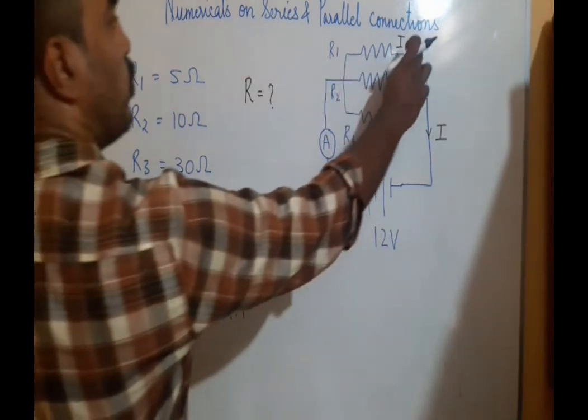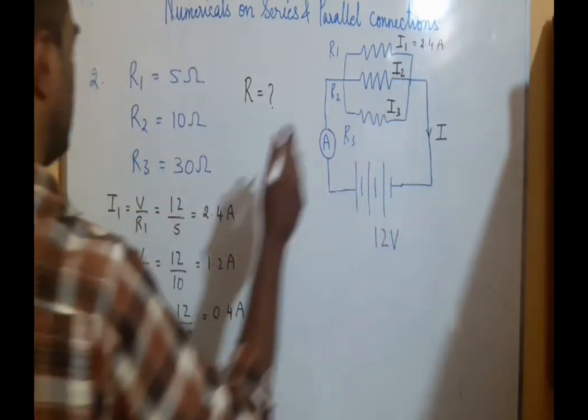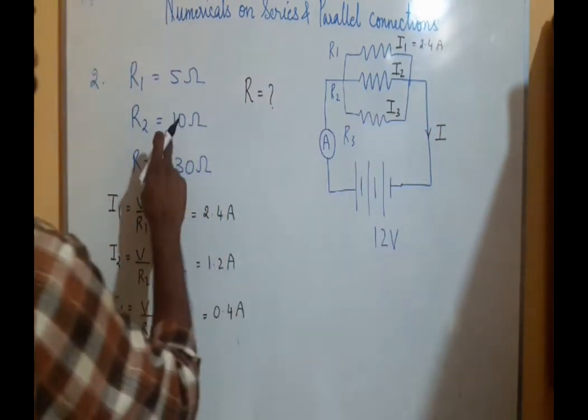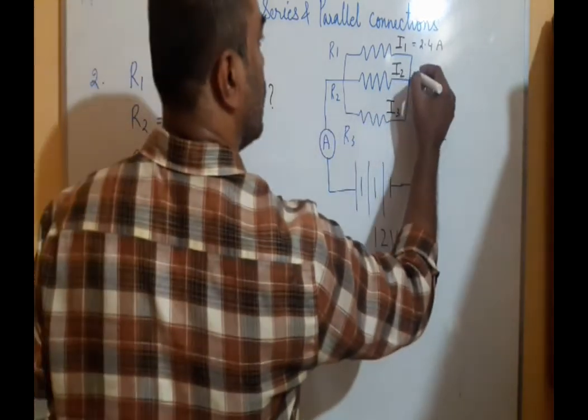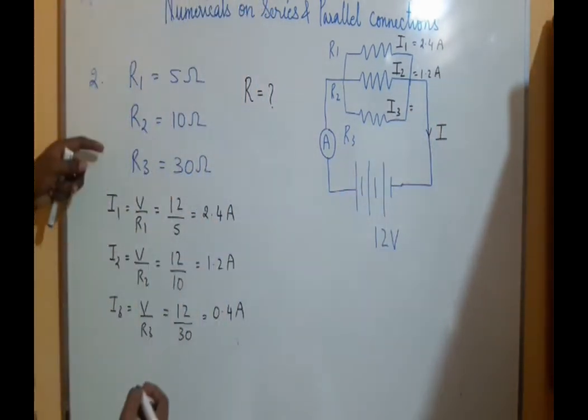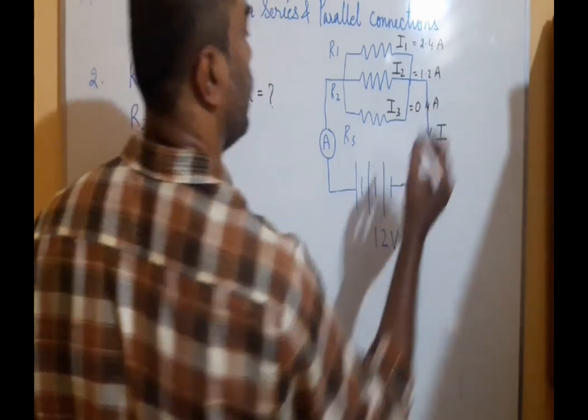So I1 is 2.4 ampere. Can you see this? The resistance is less, so the current is more. As the resistance increases, the current is decreasing. And when the resistance becomes maximum, the current has decreased to 0.4 ampere.